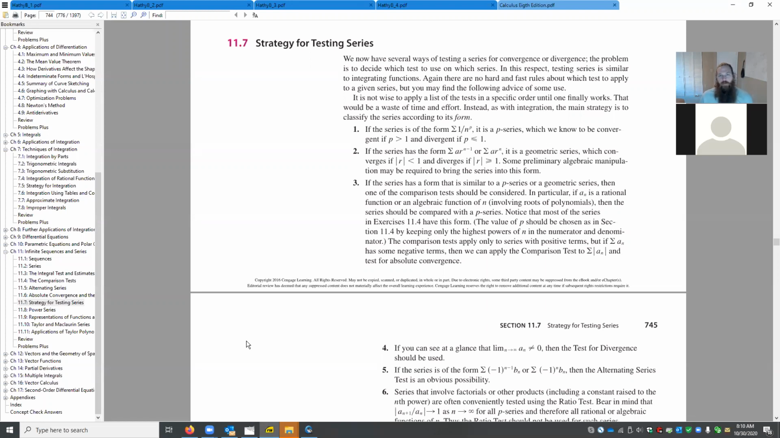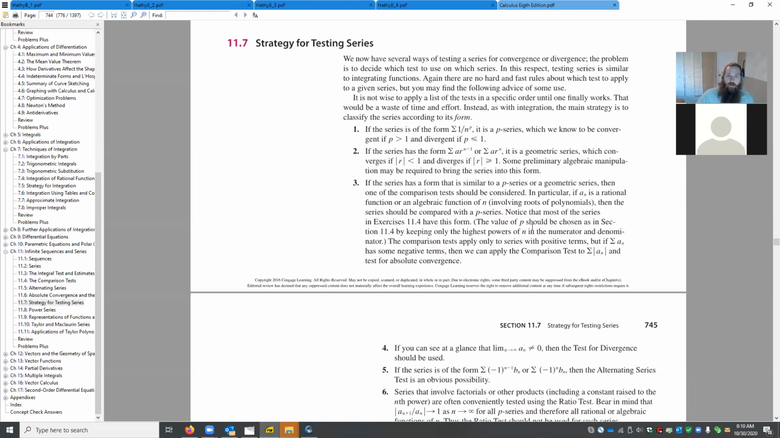11.7 is the same thing, but for series. You haven't had any homework from it because it doesn't have any new content. But a lot of your study guide problems came from here because it has a mixture of problems from 11.2 through 11.6. The neat thing about this section is that they have a little discussion here suggesting an order that you choose your convergence tests.